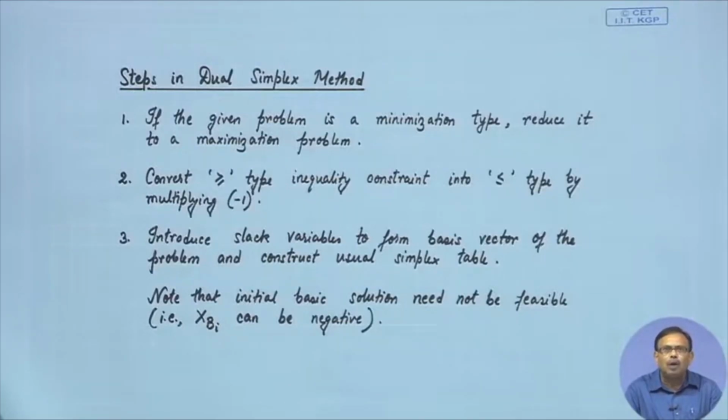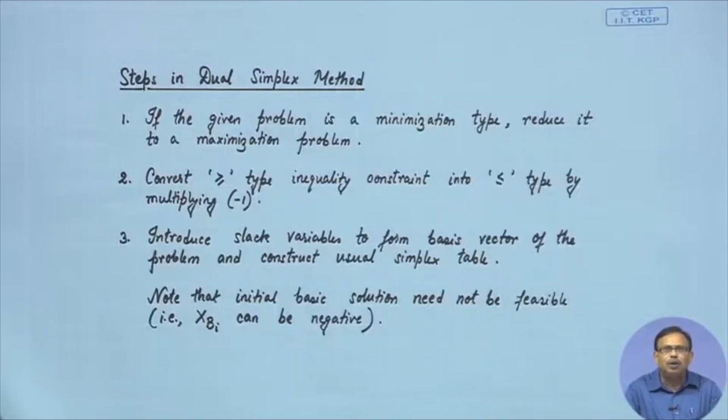Number 2, convert the greater than or equal to type inequality constraints into less than or equal to type, and you know we can do it by multiplying by -1 on both sides of the given inequality. So, if you have a greater than or equal to type inequality, by multiplying by -1 on both sides, convert it to a less than or equal to inequality. Number 3, introduce slack variables in the less than or equal to type inequality constraints to form the basis vector of the problem, and then construct the usual initial simplex table.